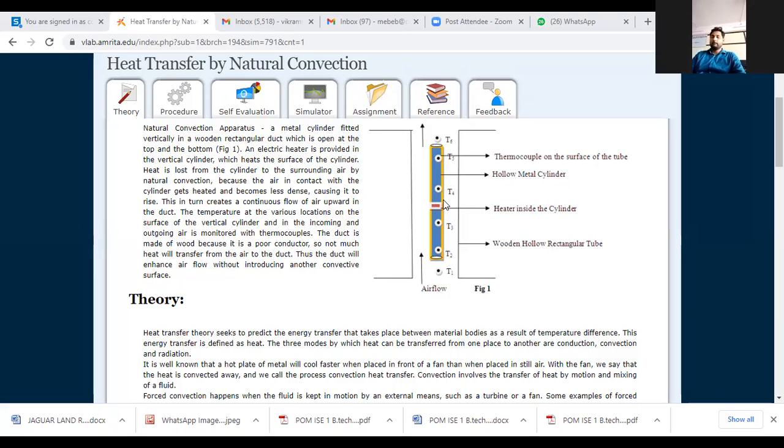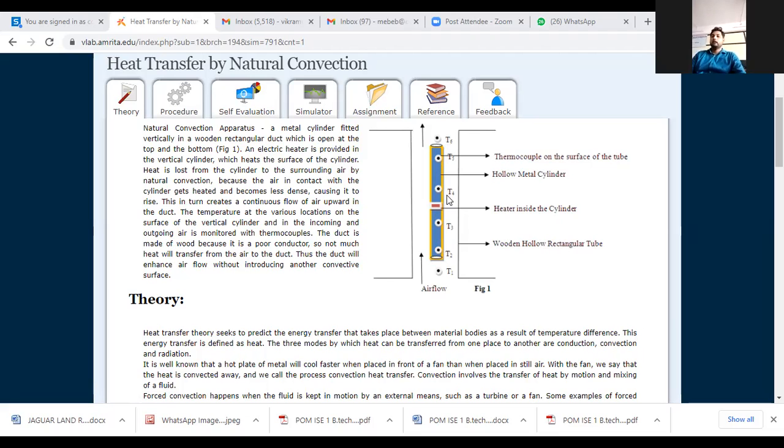Because of that temperature difference, a density difference will happen. Due to that density difference, the low density air rises, as the temperature increases, the density of air will go on reducing. So as the temperature of air in the vicinity of this particular cylinder increases, the density of that air decreases, and that air will move in an upward direction.